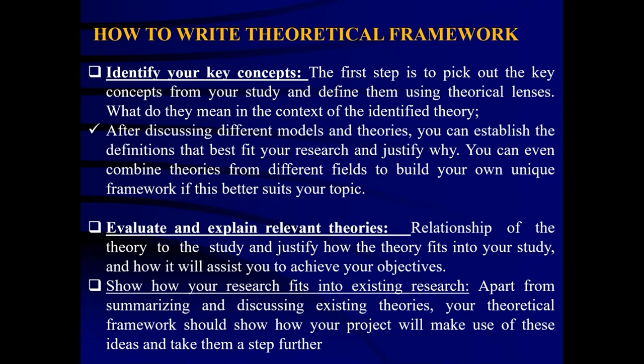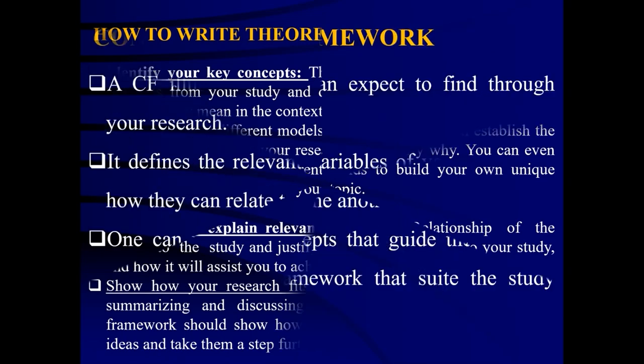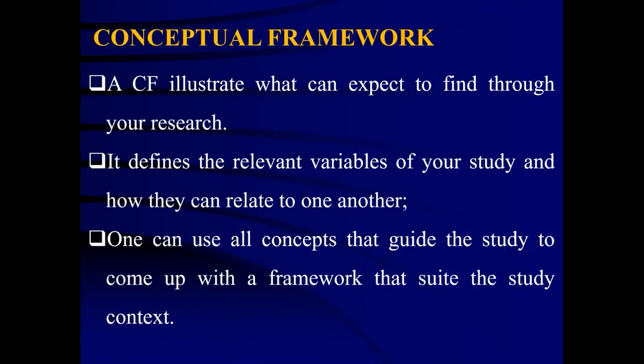So that's how you write your theoretical framework. The issue of identifying key concepts is very critical. We normally call them theoretical lenses that you explain within the context of your study. And then some students will decide to go for the conceptual framework as opposed to the theoretical framework. And now in your conceptual framework, you also have to identify and define the relevant variables within your study. What are the key variables that are guiding your study?